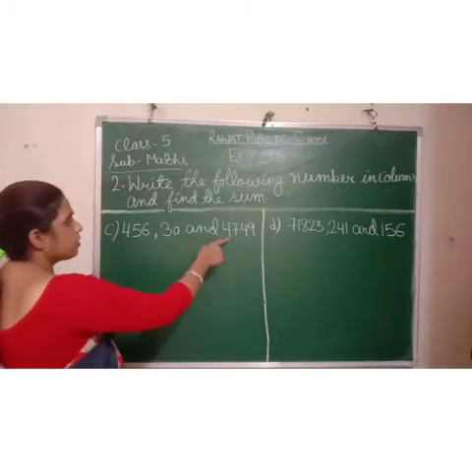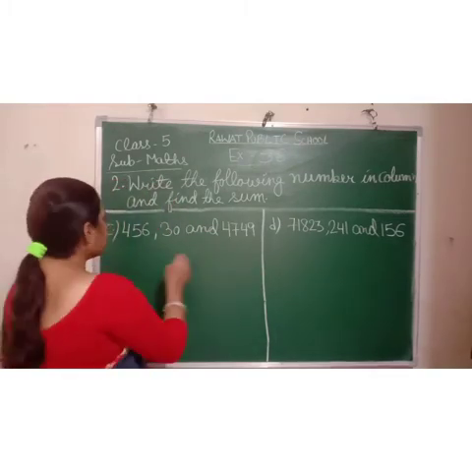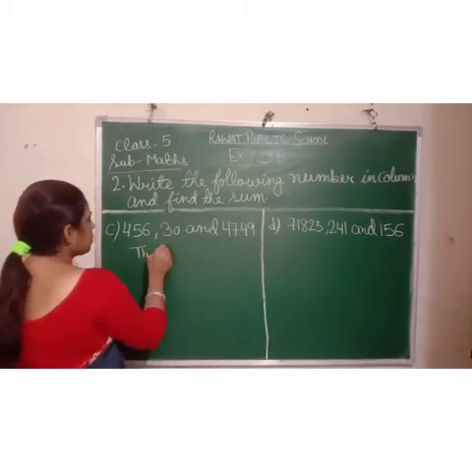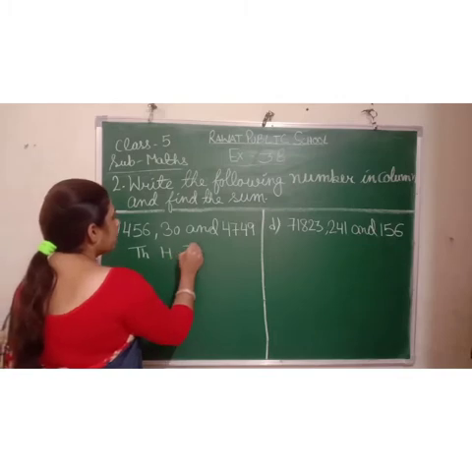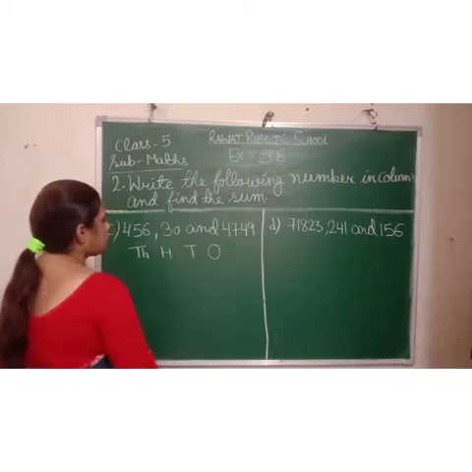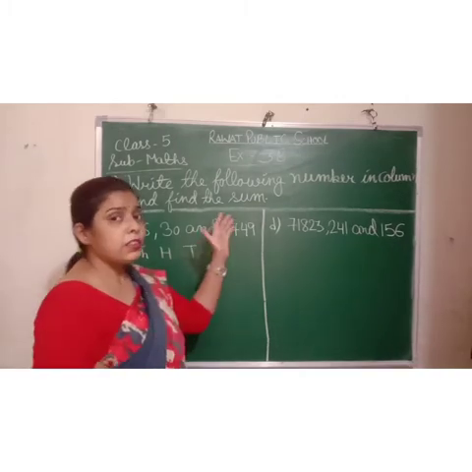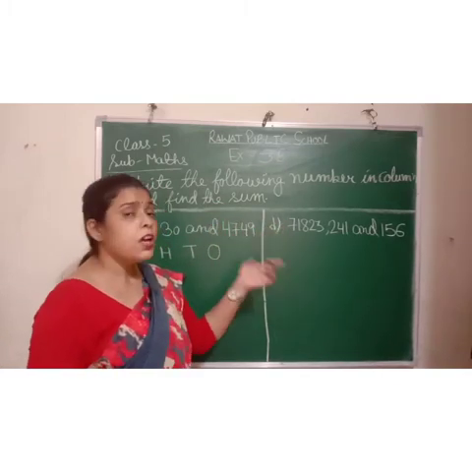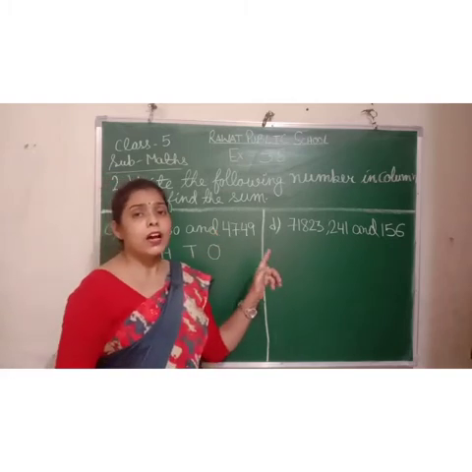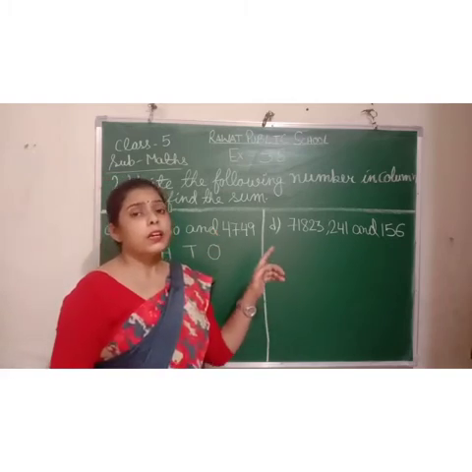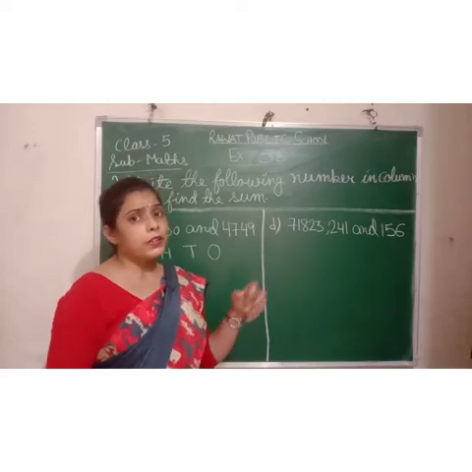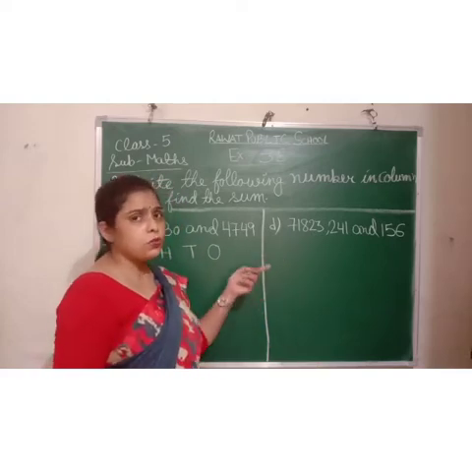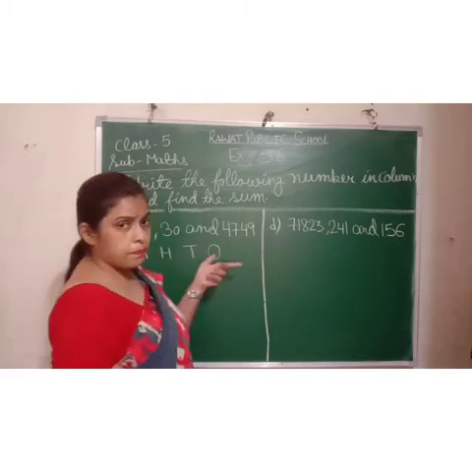Okay, so here the largest place value is thousands, so I will make a column from thousands, then hundreds, then tens, and then ones. If there is 10,000, then you will make the column from 10,000. Okay, so always check the largest place value in the group of numbers. नंबर्स के group में आपको largest place value find out करनी है, and then you have to make a column.